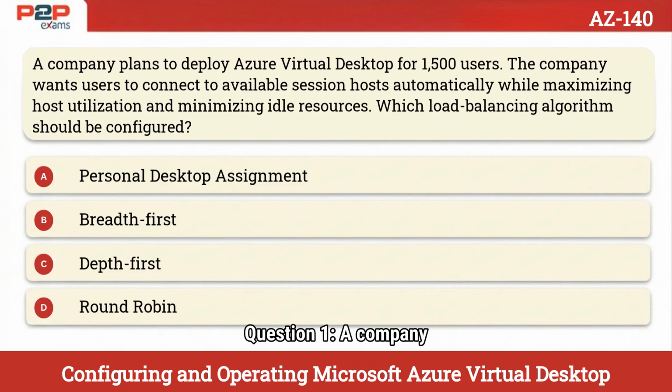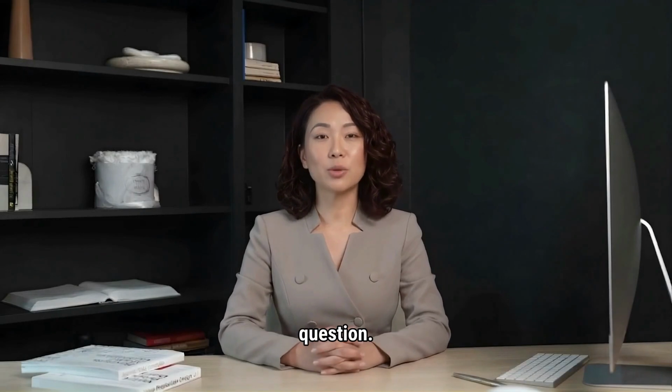Question 1. A company plans to deploy Azure Virtual Desktop for 1,500 users. The company wants users to connect to available session hosts automatically while maximizing host utilization and minimizing idle resources. Which load balancing algorithm should be configured? A. Personal desktop assignment. B. Breadth first. C. Depth first. D. Round robin. Here's your first practice question.